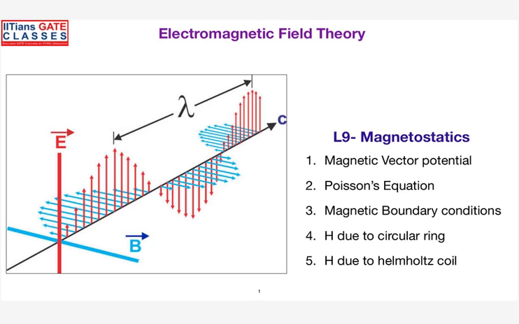So today and the next session, one more session is there, that completes the magnetostatics part. So we'll be done with the first chapter, static electric fields and magnetic fields. So in today's lecture, we'll see the concept of the magnetic vector potential and the Poisson's equation in magnetic fields and the boundary conditions. We will see the magnetic field intensity due to the different configurations.